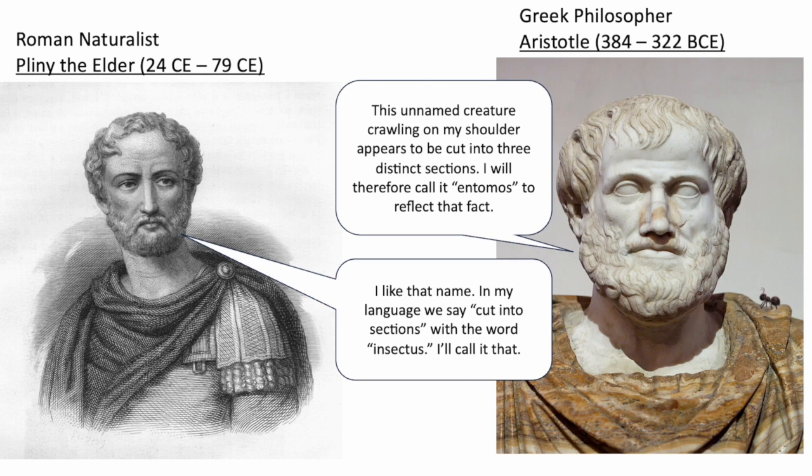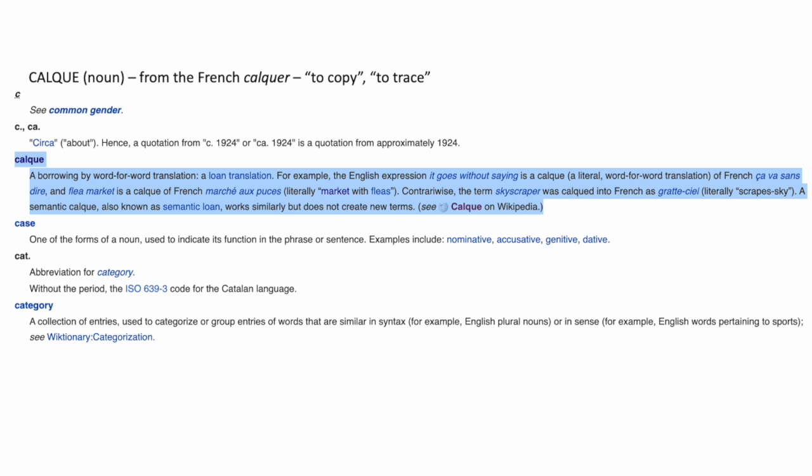Entomos meant cut into sections, so from there, a few centuries later, the Roman naturalist Pliny the Elder took the literal meaning of the word entomos and created the Latin word insectus. As a side note, in linguistics what Pliny did is called a calque, from the French calque, which is when a language adopts a word-for-word translation of a word or phrase in another language.